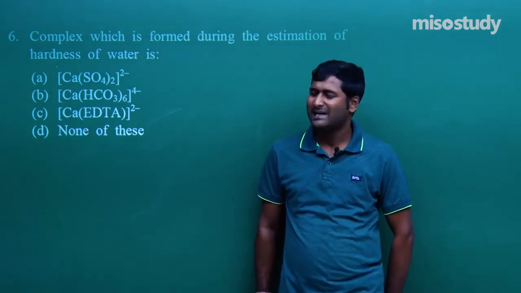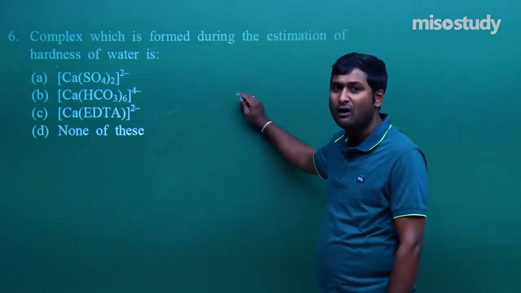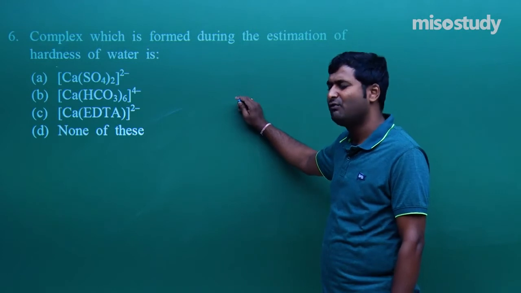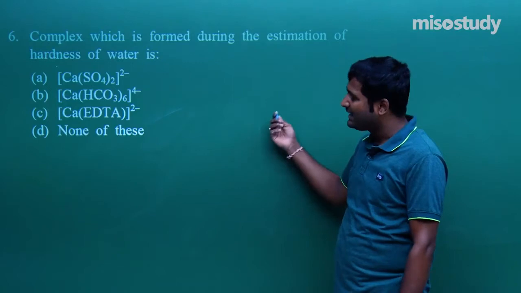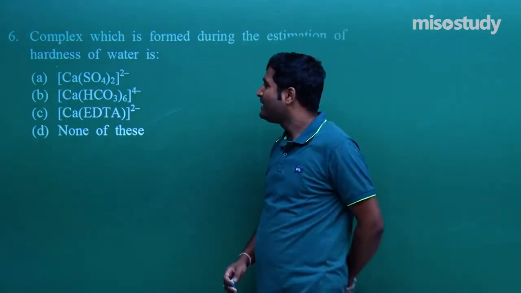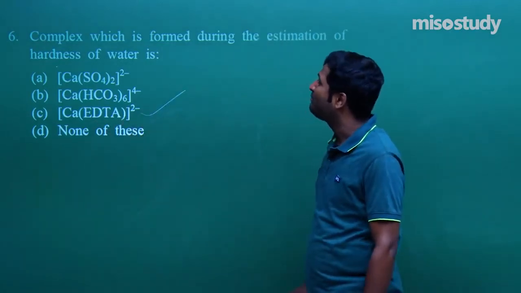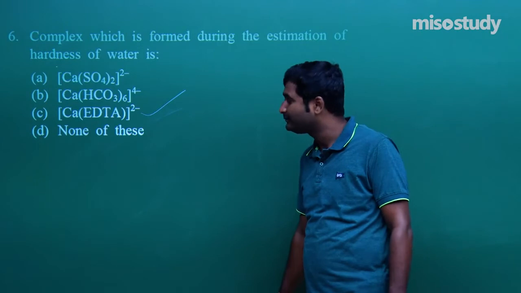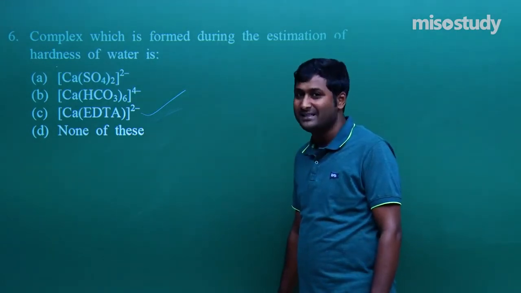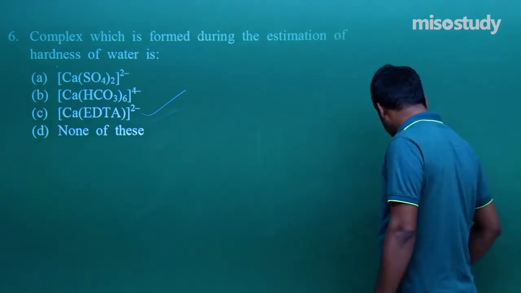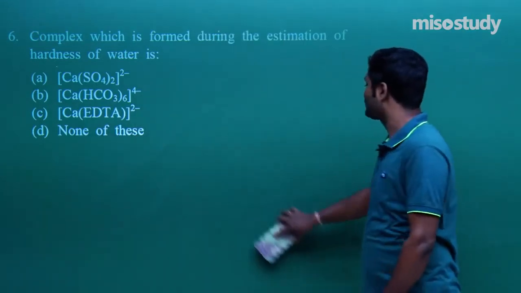Which complex? That is EDTA. As we know, hardness is due to the salt of calcium and magnesium, generally chloride and sulfate of calcium and magnesium, and it will form a complex with EDTA. So the answer is CaEDTA2-. Clear to you? So for this question, C is the correct option. Now I am going to rub this part. Wait for a moment and we'll discuss the next one.